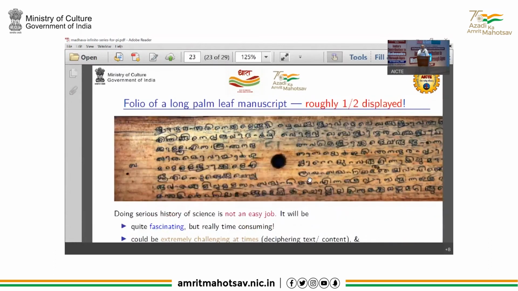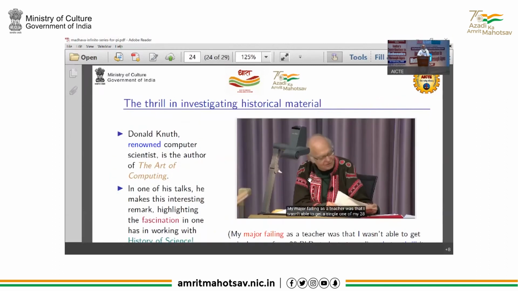Very good. So it is a rewarding experience once you reach the light at the end of the tunnel. It takes years sometimes. This is the last but one slide.